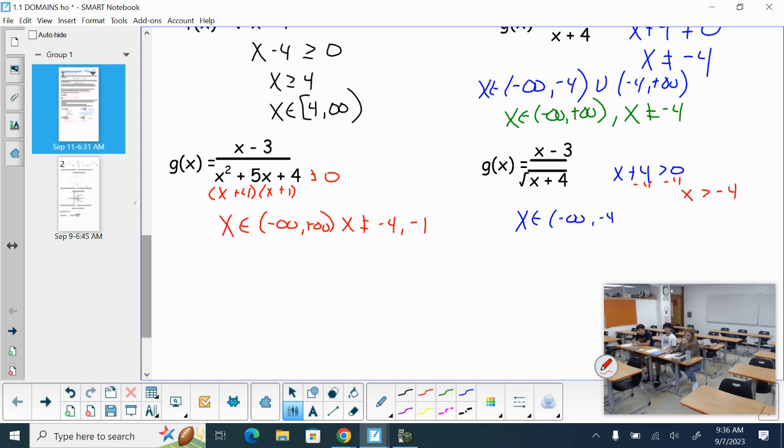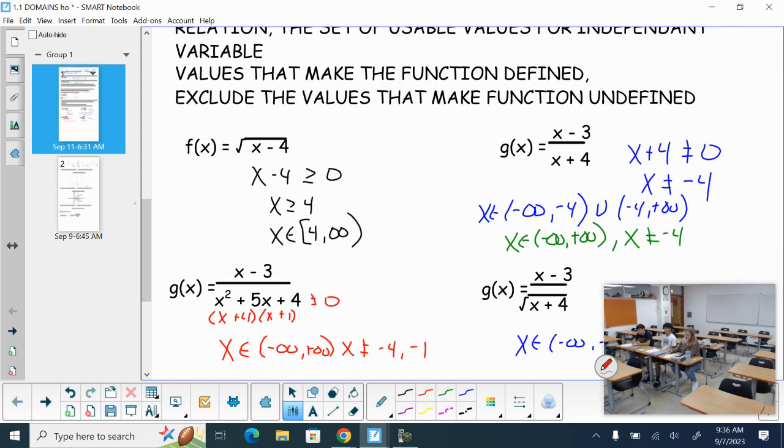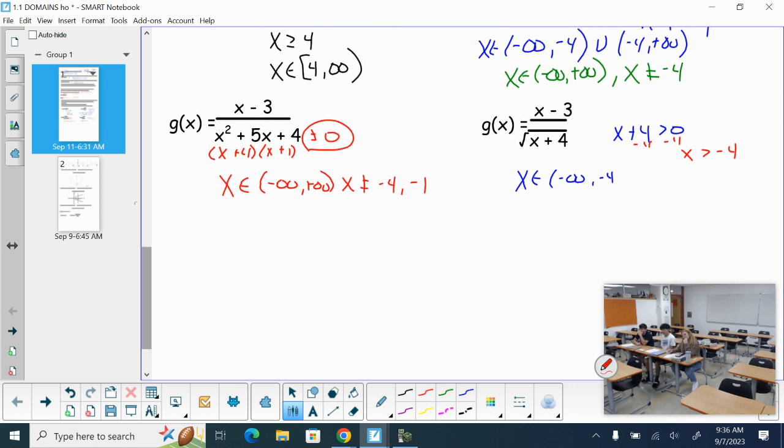Can it equal 0? Well, on the top one, we had a radical that could equal 0, but can we equal 0 on this one? Why not? Because it's on the bottom. We can't have 0 on the bottom. So over here, this x plus 4 just has to be greater than the value of 0, because if it equals 0, we can't have 0 in the denominator. So it's sort of a combination of things.